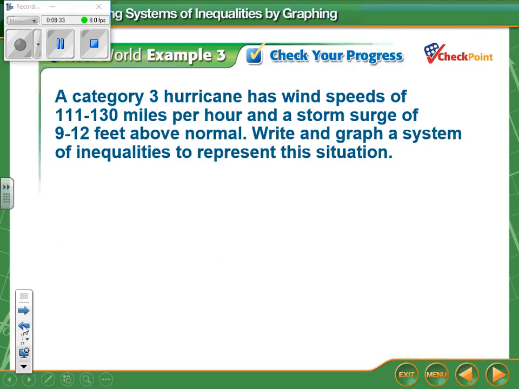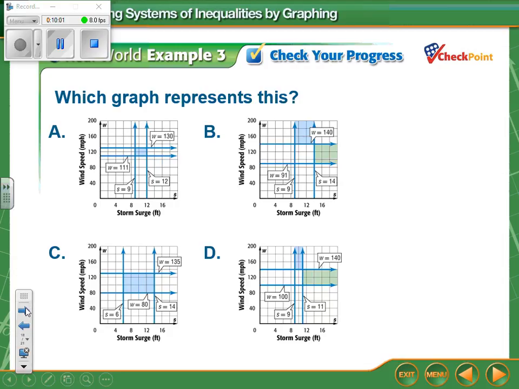Here's the problem again. Category 3 hurricane, wind speeds of 111 to 130 and storm surges of 9 to 12. That's what we classify as a Category 3. They would have wind speeds in that range and storm surges in that range. 111 to 130, 9 to 12. So storm surges of 9 to 12.